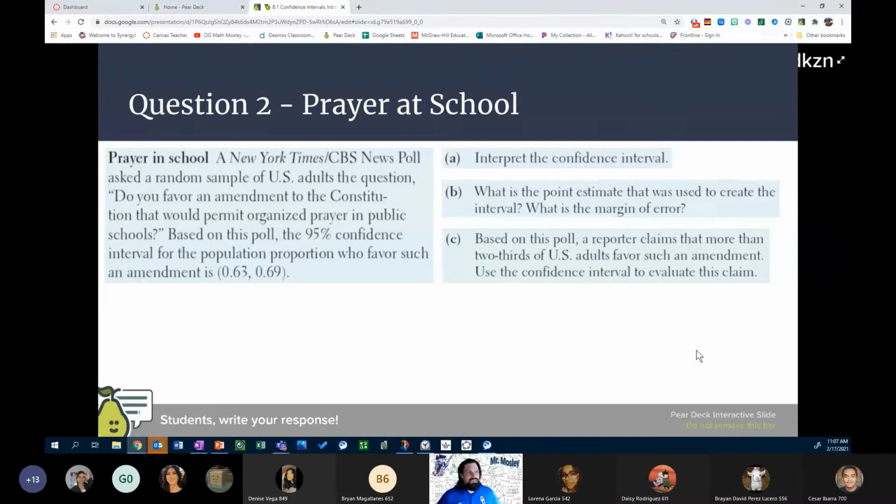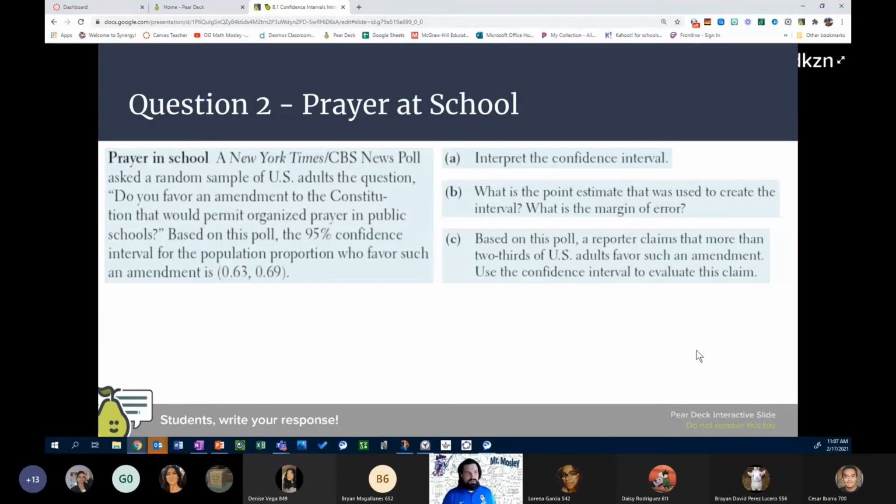Question A is interpret the confidence interval. What does this mean? B, what is the point estimate that was used to create the interval? What is the margin of error? And C, based on this poll, a reporter claims that more than 2/3 of US adults favor such an amendment. Use the confidence interval to evaluate this claim.